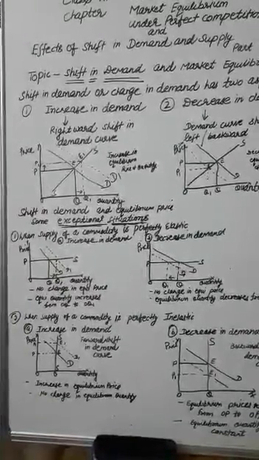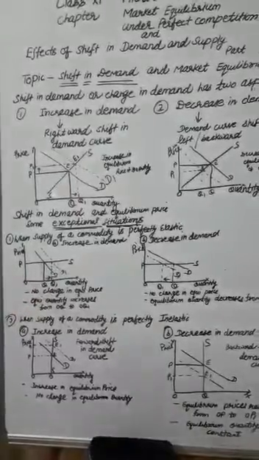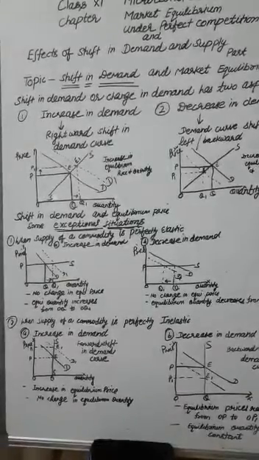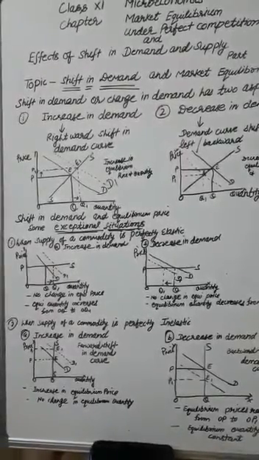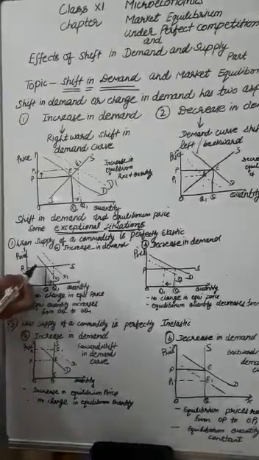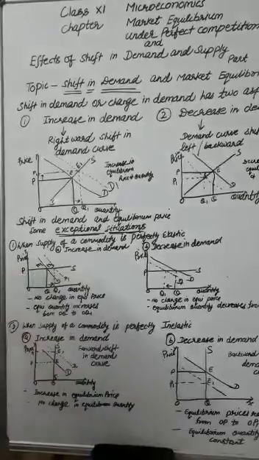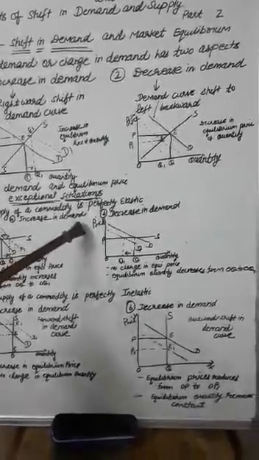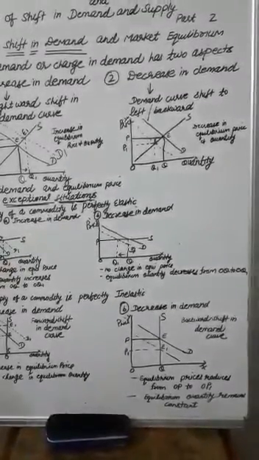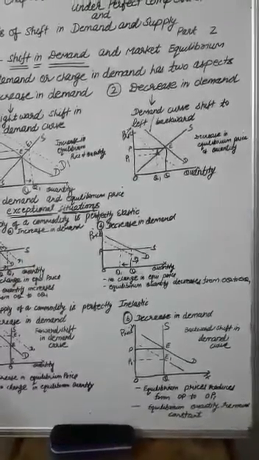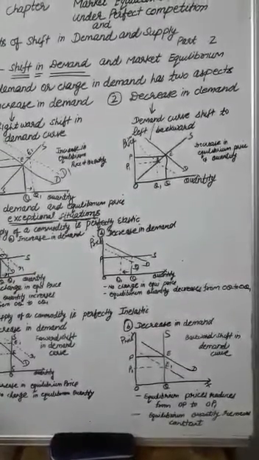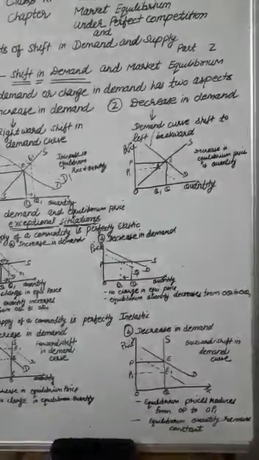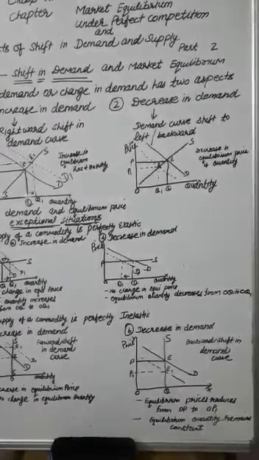When demand increases, there is a rightward shift in the demand curve, and this affects the equilibrium quantity, but equilibrium price remains the same. That is, there is no change in equilibrium price. The second case is decrease in demand. In case of decrease in demand also, the demand curve shifts to the left-hand side, and again there is a fall in equilibrium quantity and equilibrium price remains unaffected, that is it is OP, the same equilibrium price remains.